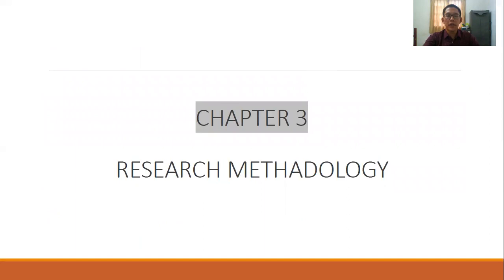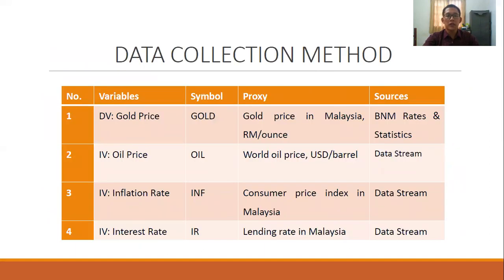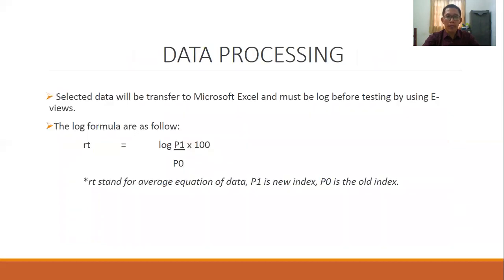Chapter 3. Research Methodology. The data collection method. Only the gold price was collected from the BNM rate and statistics, while the other IVs I collected from Datastream. The unit of the gold price is ringgit Malaysia per ounce, while the oil price is USD per barrel. The data processing. After I collected all the data from DV to IV, I transfer and compile it to Microsoft Excel, and it must be logged before testing by using EViews.